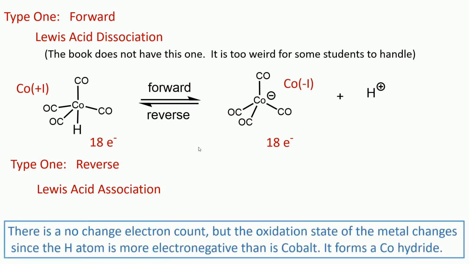Let's look at the overall changes. No change in electron count because the Lewis acid doesn't bring any electrons. The oxidation state of the metal changes because of the way we assign the charges in the compound, and of course the coordination number is going to change.